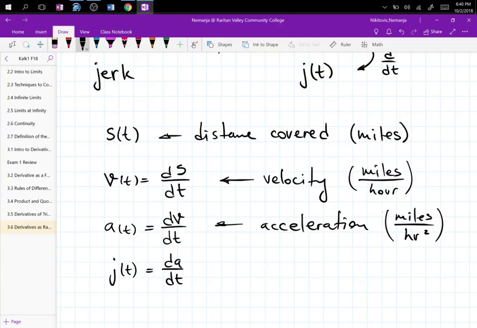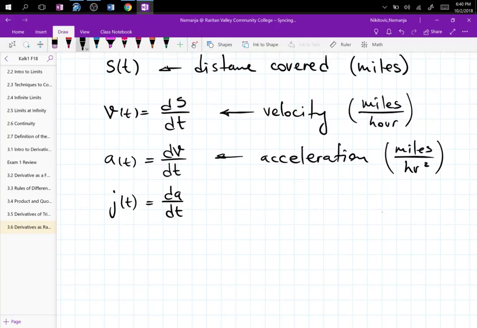So this is the list. Now we're not going to use jerk in the class. We're only going to worry about the position function, velocity function, and acceleration. And then when you go to physics, you will enjoy apparently 6 levels of this. Yeah, 6. So you'll get there.